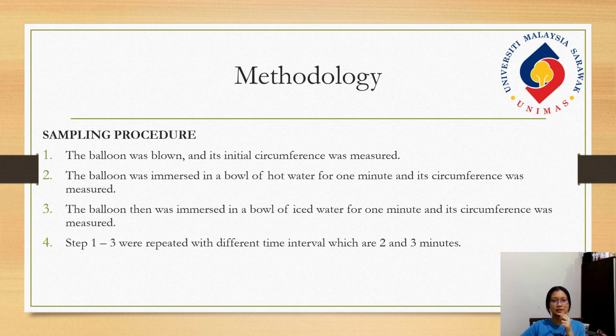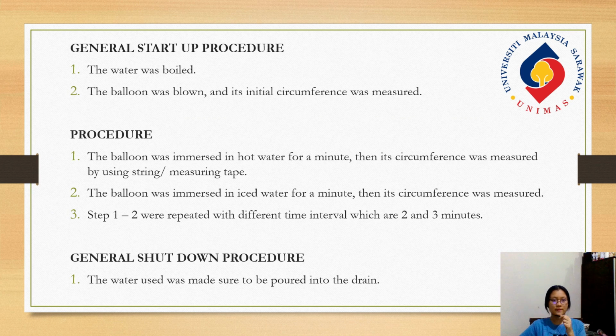Next, methodology. For the sampling procedure, in the first step, the balloon was blown and its initial circumference was measured. For the second step, the balloon was immersed in a bowl of hot water for 1 minute and its circumference was measured. For the third step, the balloon was then immersed in a bowl of ice water for 1 minute and its circumference was measured. For the final step, steps 1 to 3 were repeated with different time intervals, which are 2 and 3 minutes.